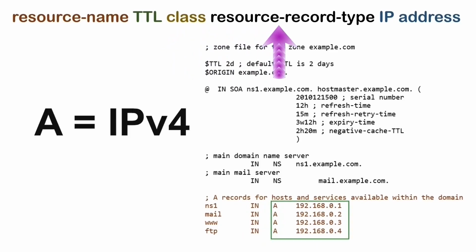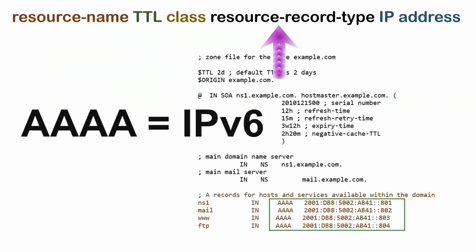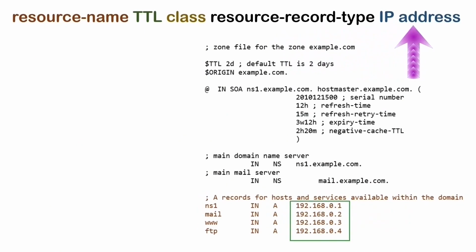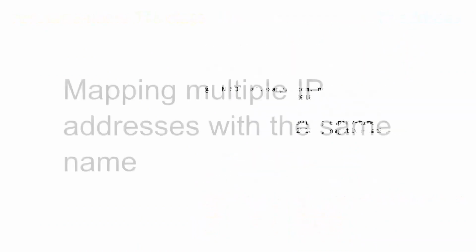The A record maps an IPv4 address with the name of a host or a service. The quad A record maps an IPv6 address with the name of a host or a service. The IP address field defines the IP address we want to map with the name defined in the name field.